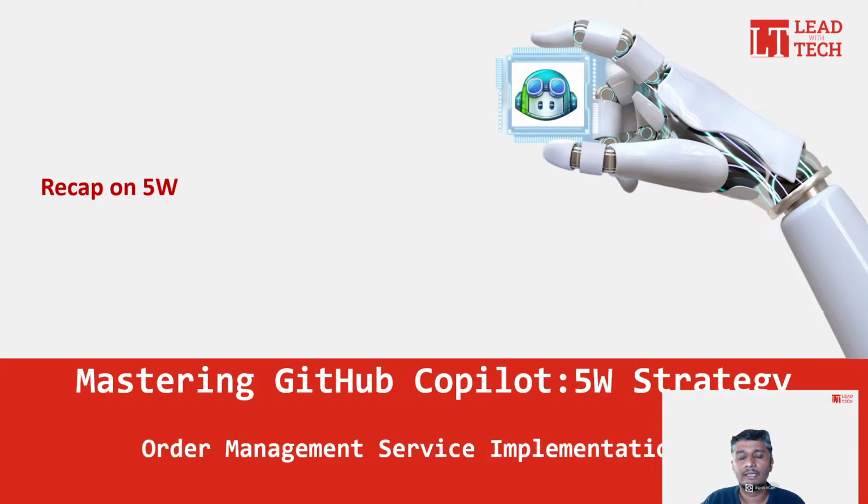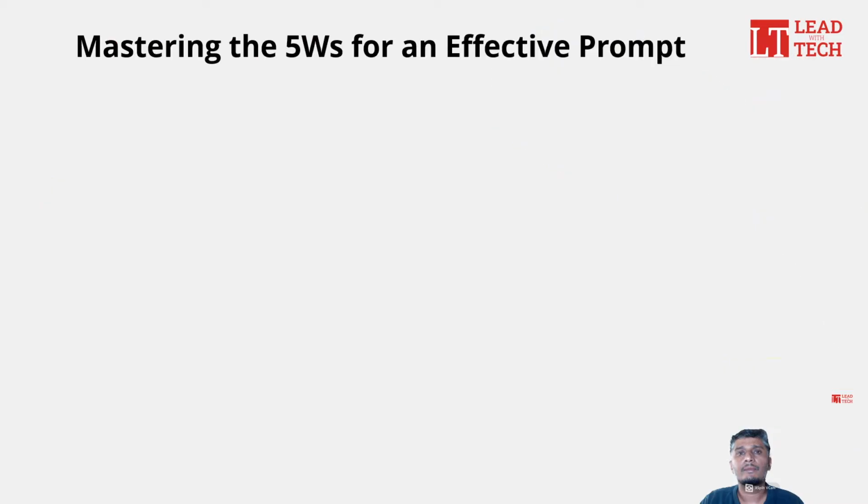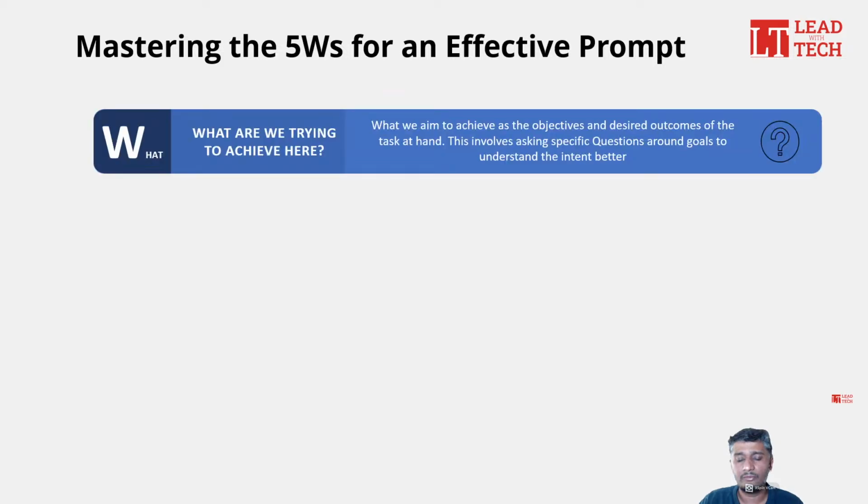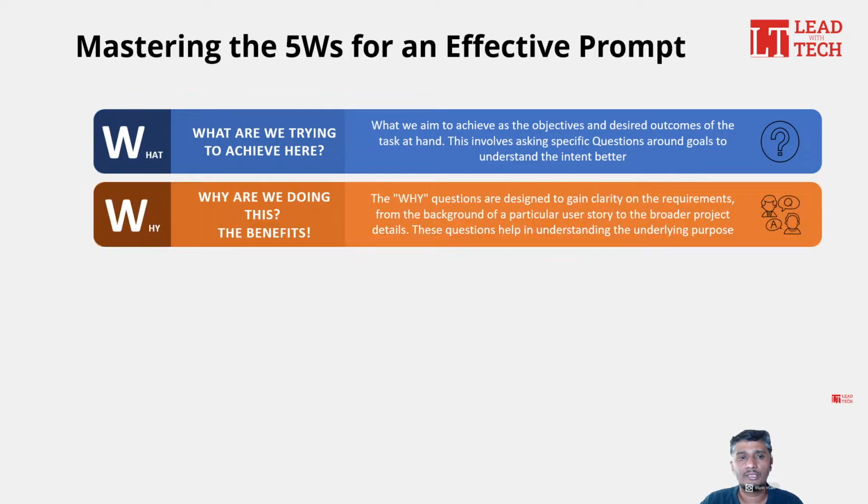Now, with this context given, the idea is to go back and understand the 5W quickly. It's a recap, since it's been a few weeks since we talked about it. 5W basically has five categories of questions. For every user story, for every requirement, we ask these five questions. What are we trying to achieve here as a user story or as a feature? Why are we doing this? What are the benefits that the customer or the end user gets?